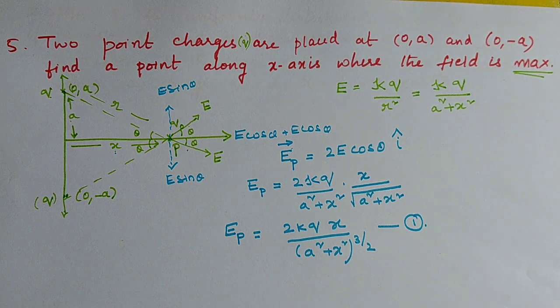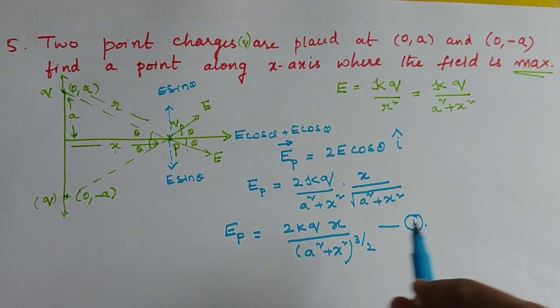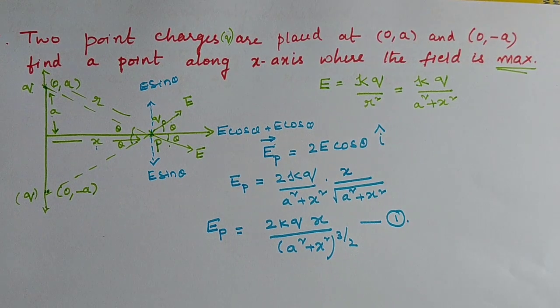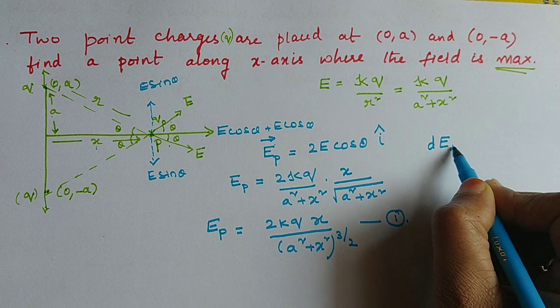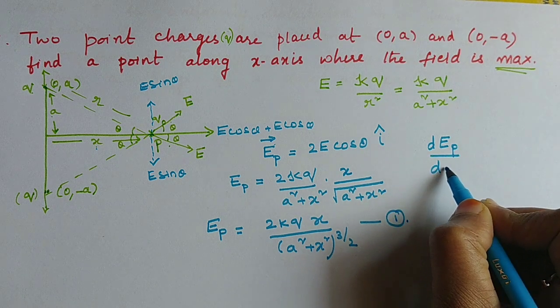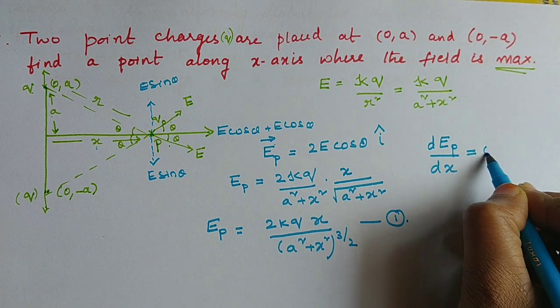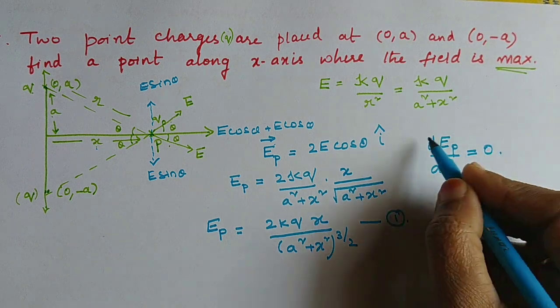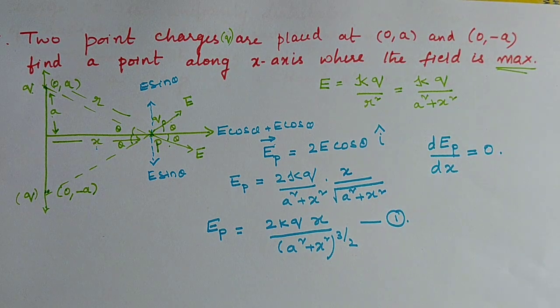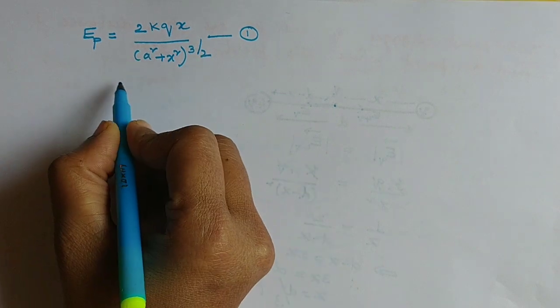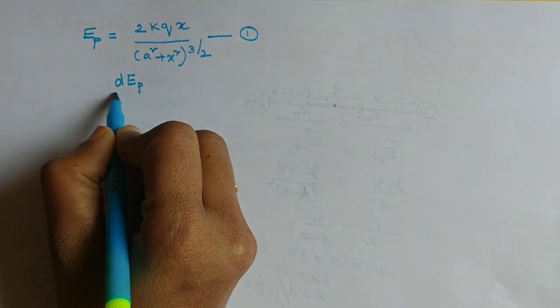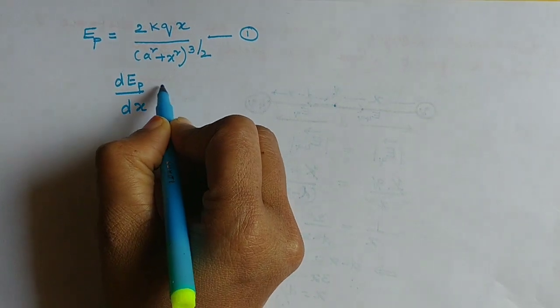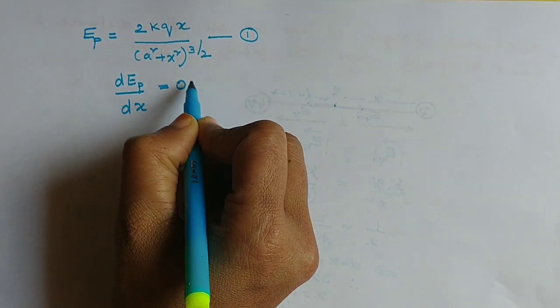But the question is, at what distance is the field maximum? To get the maximum, we have to differentiate this relation. Field will be maximum when dE by dx becomes 0. So let us see how to differentiate this function. So this was EP. Now to get the maximum field, dE by dx should be equated to 0.